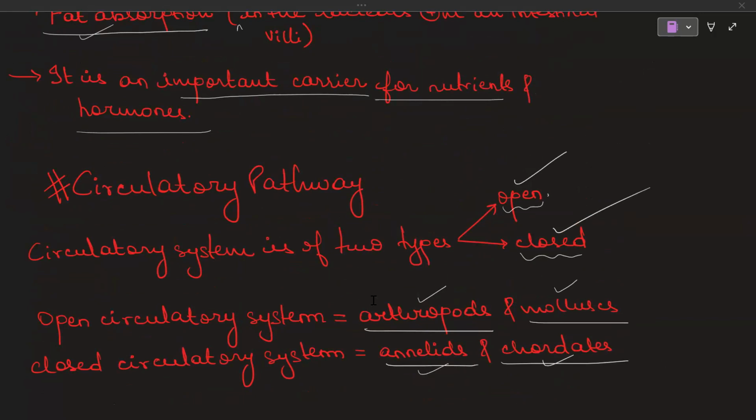In open, there are no blood vessels, and the organs are bathed in the blood. And then in closed, we have blood vessels present, arteries and veins, meaning the blood is circulated through the blood vessels. Very good. Now, let's move on forward and talk more about it.